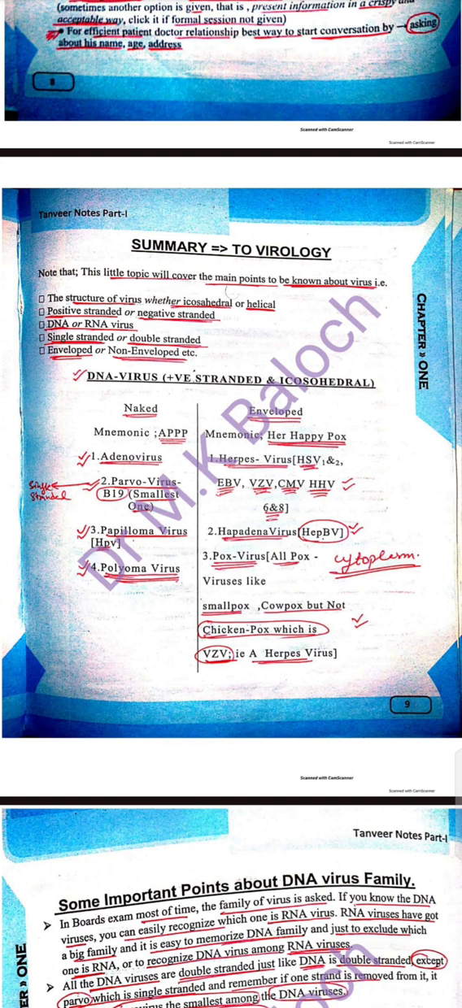For naked, mnemonic is APP. A P P P. APP. P is three times. Adenovirus, parvovirus, papillomavirus, polyomavirus. Right?